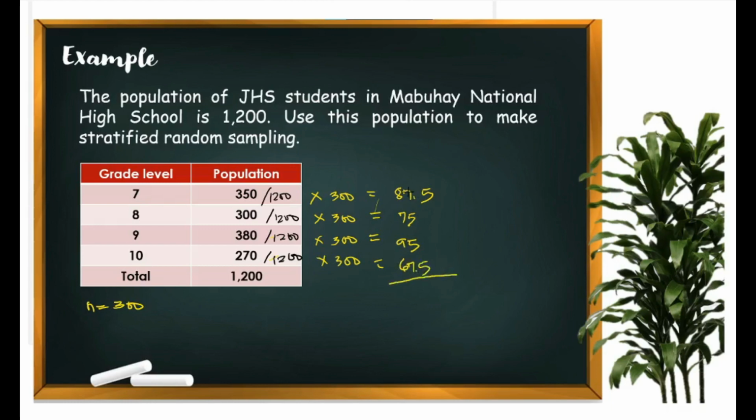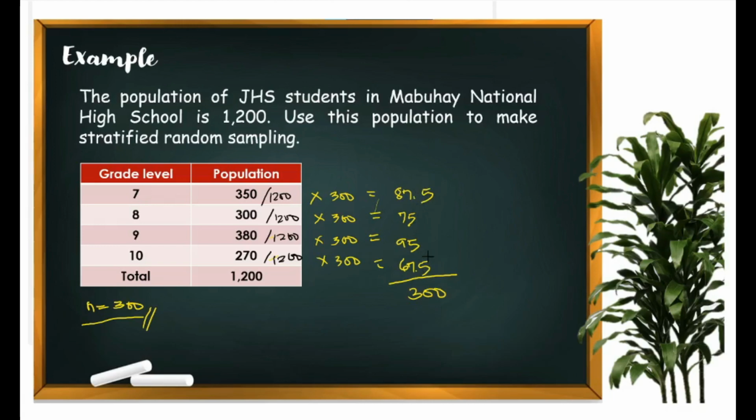Okay. Dapat, pag tinotal natin to, 1,200 pa rin. 300 pa rin kasi yun yung ating desired sample size. So, tama naman kapag in-add natin to, 300. Ang problema lang natin ngayon is, meron tayong 0.5 ng mga respondents which is wala namang respondent na kalahati.